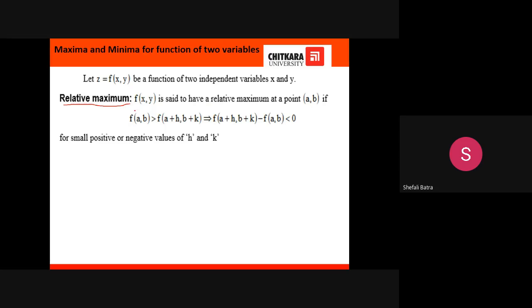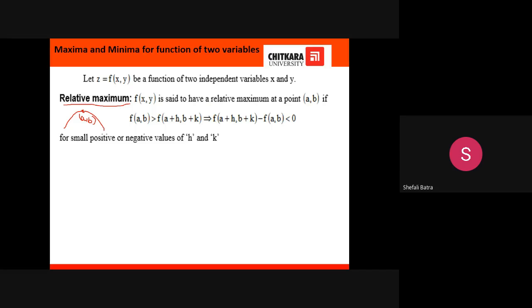f of x comma y is said to have a relative maxima at a point a comma b if the value of the function at this point is greater than the value of the function at the point a plus h comma b plus k. It means, let us suppose this is your point a comma b. I'm saying this function is maximum at this point, right?